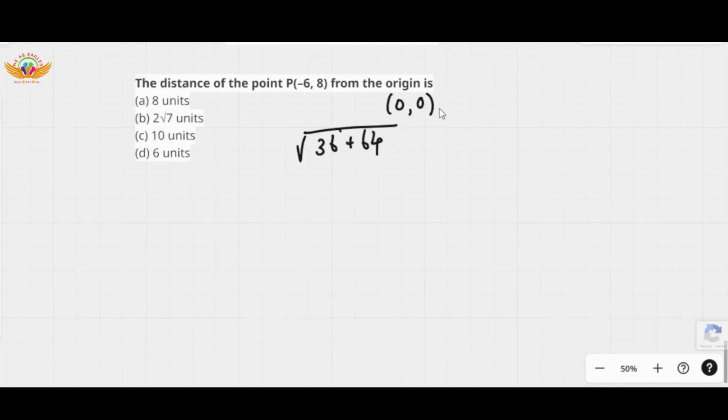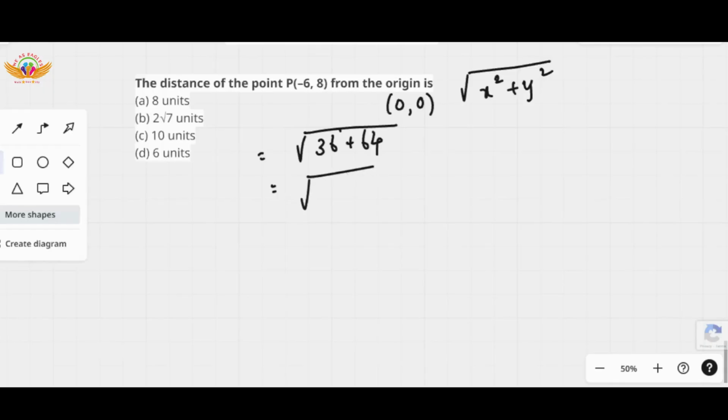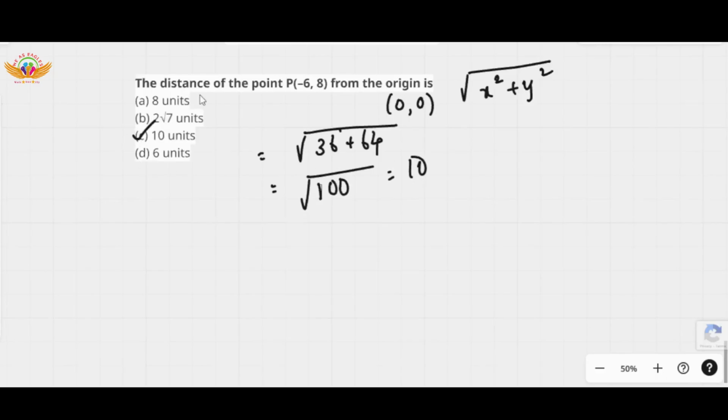Because it is 0 comma 0, whenever you see the distance of the point from the origin, it is a direct formula, that is root of x square plus y square. Just do 6 square 36 plus 8 square 64. And what is the answer? Root of 100, that is equal to 10. Option number C is the answer.